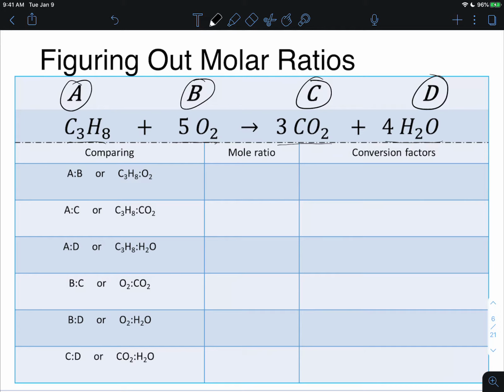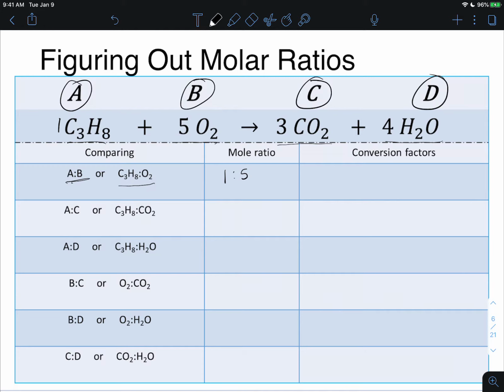So when we're comparing A and B, we're comparing propane to oxygen, and we look, nothing's written in front of it. Remember, that is a 1. So we have a 1 to 5 mole ratio when we're comparing our propane to our oxygen. And when we do this, we can do our conversion factors one of 2 ways. We can either have our propane on the top, oxygen on the bottom, or the reverse.